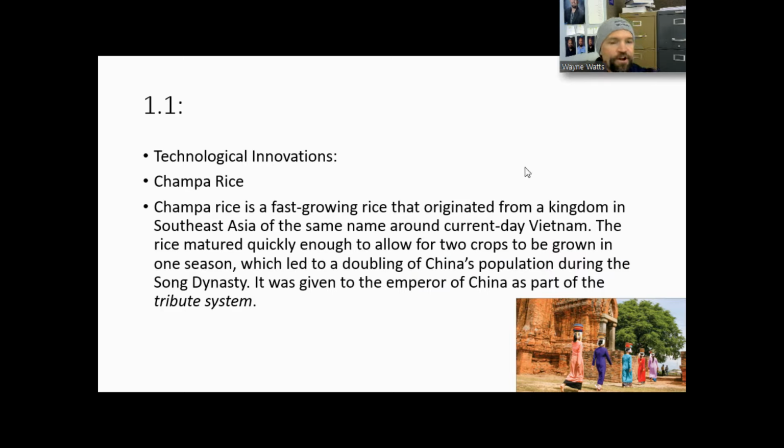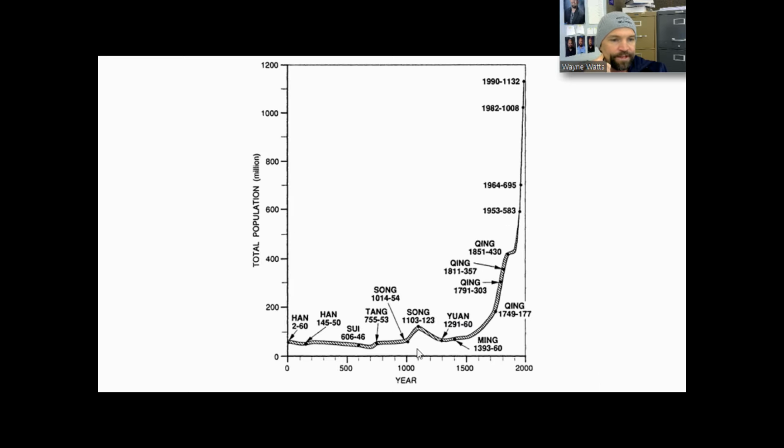Next, from Vietnam, China was able to get imports thanks to the tribute system of a type of fast-growing rice called champa rice. The rice matured quickly enough to allow for 2 crops to be grown in one season, which led to a doubling of Chinese population during the Song dynasty. So, for instance, look at this here. You can see this doubling of the population during the Song dynasty. Most of this you can attribute to the widespread use of champa rice inside China.